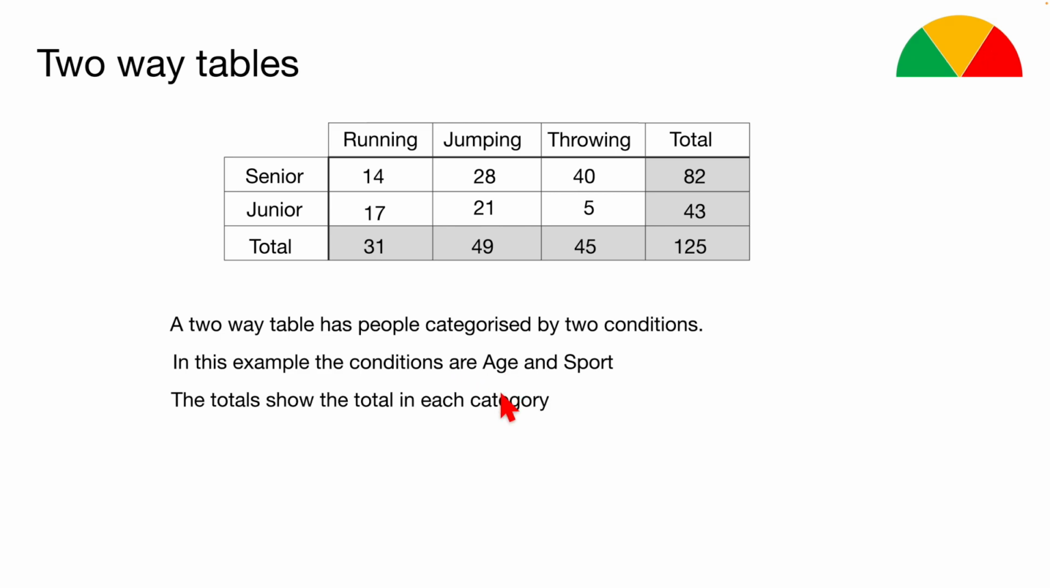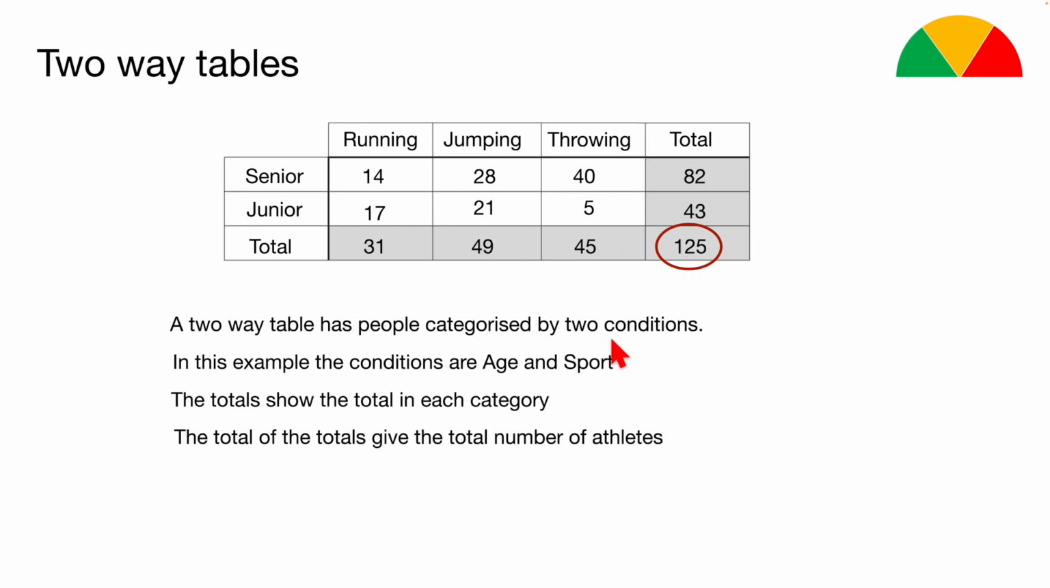And we also have totals. So here we see that 14, 28 and 40 is equal to 82. The same is true for this row. And coming down, 14 and 17 is 31. Finally, the total of the totals is the total number of, in this case, members of the athletics club. 82 plus 43 is 125, and these all add up to 125.